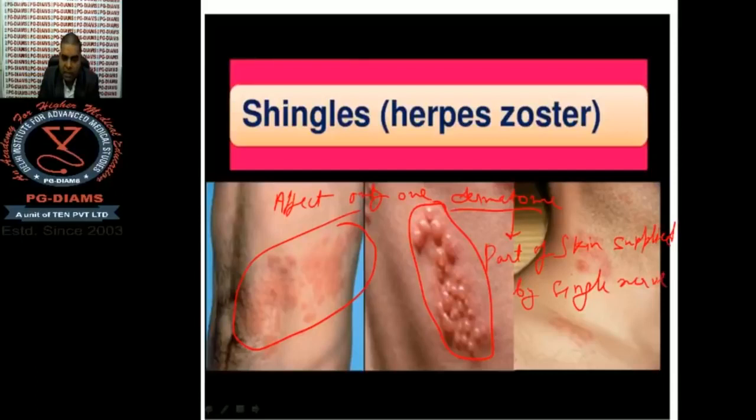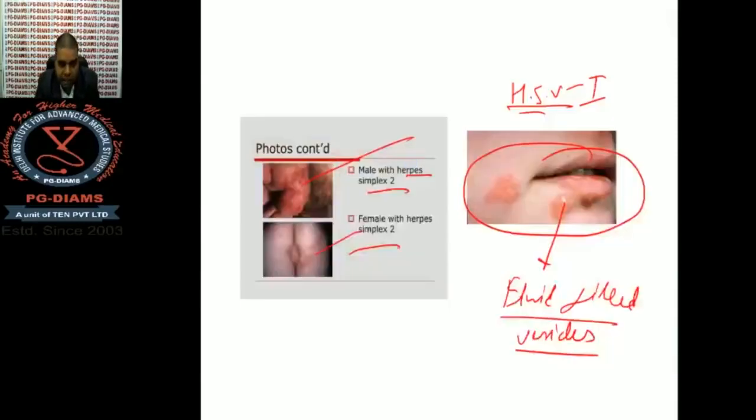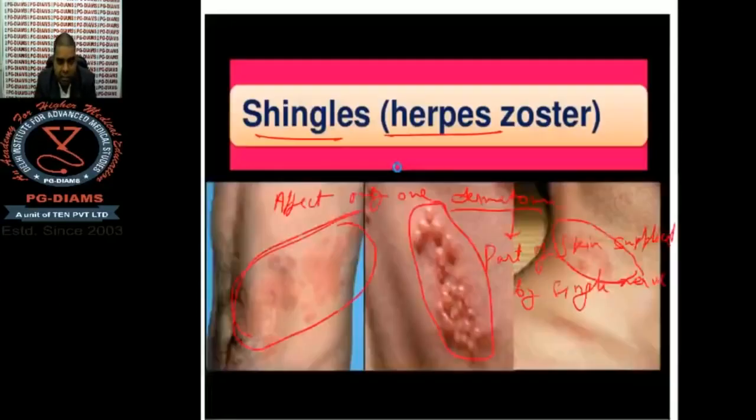That means shingles or herpes zoster will occur only in one nerve distribution area, as you can see here. So if it would have been a herpes simplex, like in the previous, herpes simplex 1 will be present around the lip, herpes simplex 2 will be present around the inguinal area. Herpes zoster can be found anywhere, but everywhere it affects only one dermatome.